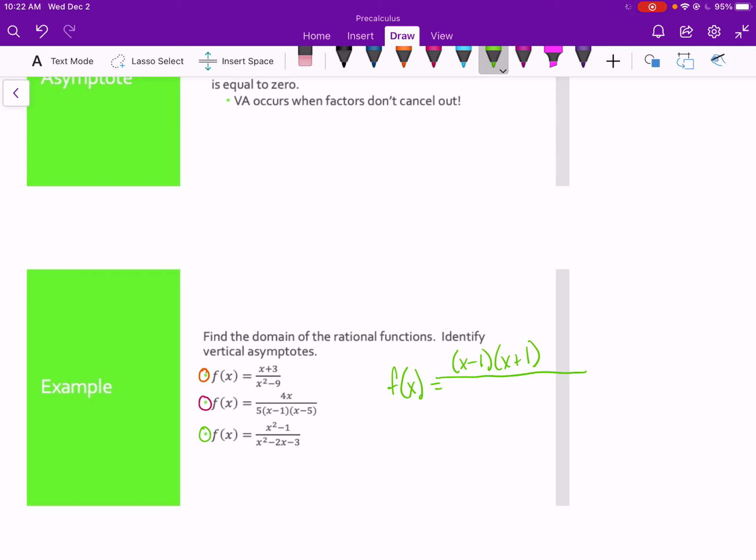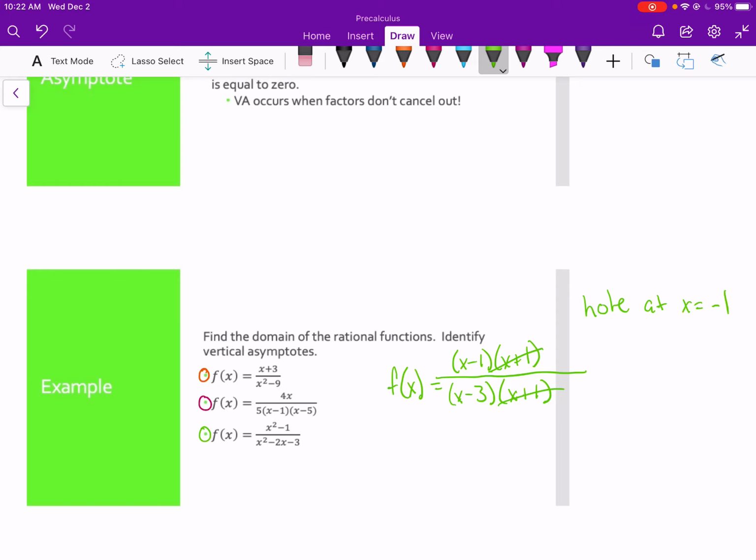And on the bottom, x squared minus 2x minus 3. Factors of negative 3 that add up to negative 2. That would be negative 3 and positive 1. Look to see if anything cancels out. Well, the x plus 1s will cancel out. That means there's a hole at x equals negative 1.